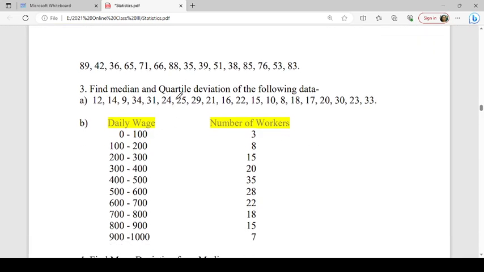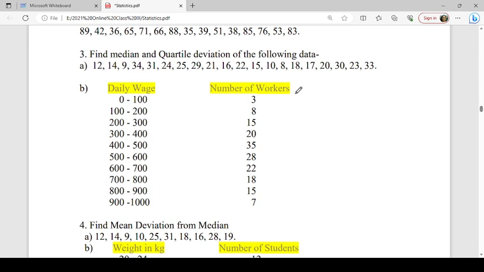Then median and quartile deviation. To find the median and quartile deviation, we need the less than CF. So the less than CF formula. Daily wages, these are the classes. So less than CF.